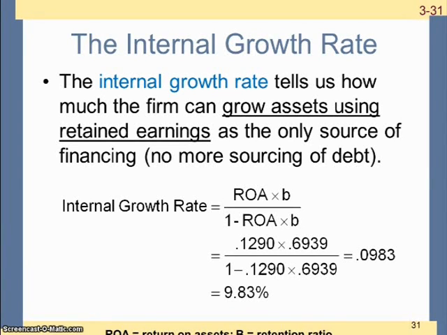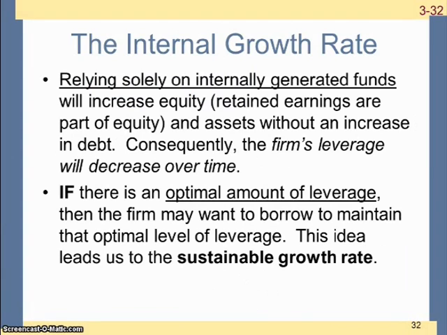Now, since the firm relies solely on retained earnings, this will increase equity as our retained earnings are part of equity. And because there is no debt funding, the firm's leverage will decrease over time. Alright, now if there is an optimal amount of leverage, then the firm may want to borrow to maintain that optimal level of leverage, meaning optimal level of using retained earnings and debt.